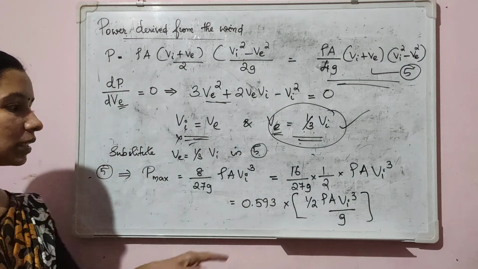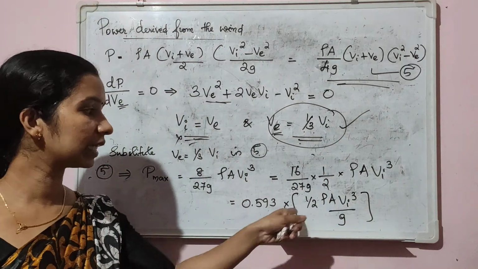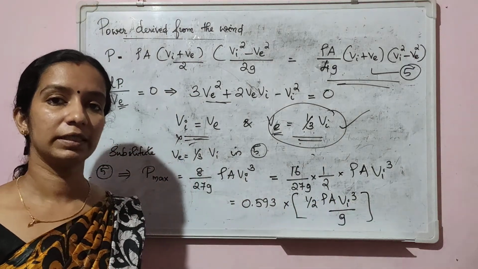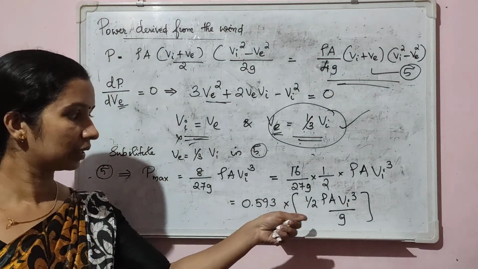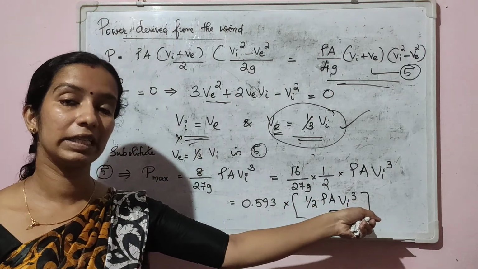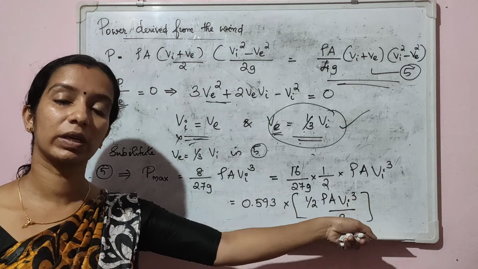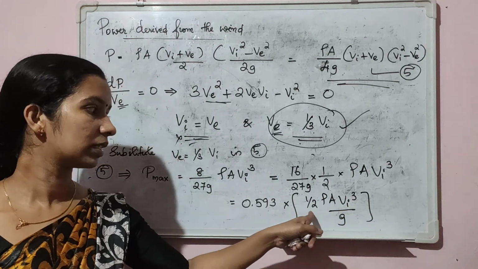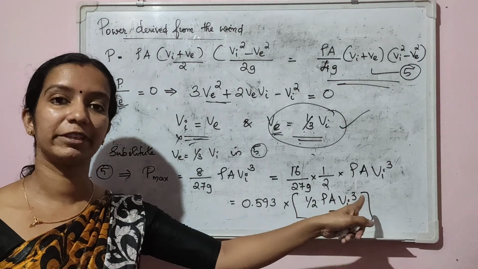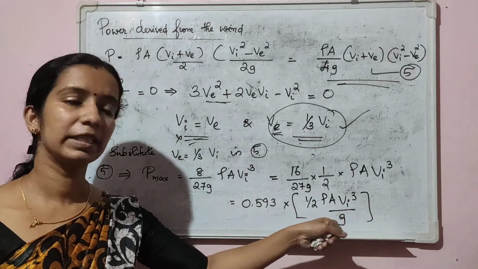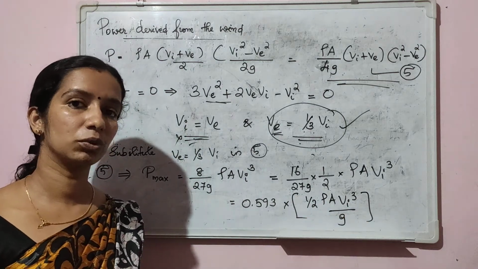So what is this term? We have already seen this term in the initial part of the derivation. This is actually the power contained in the wind, that is half into rho A VI cube, divided by G, the acceleration due to gravity.